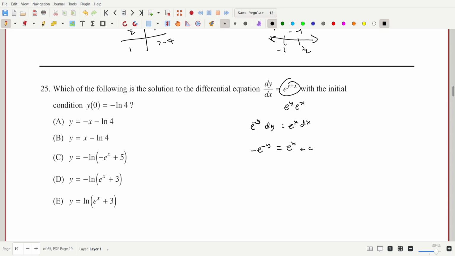And then you make things negative. E to the negative y is negative e to the x plus c. And then you take the natural log. Negative y equals natural log of c minus e to the x. And then you make it negative. Y equals negative natural log of c minus e to the x.